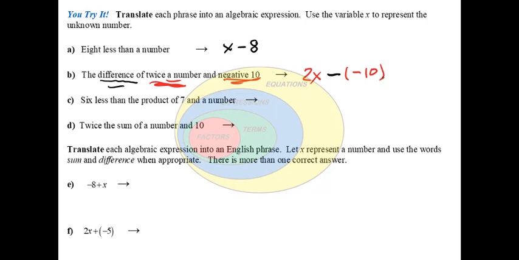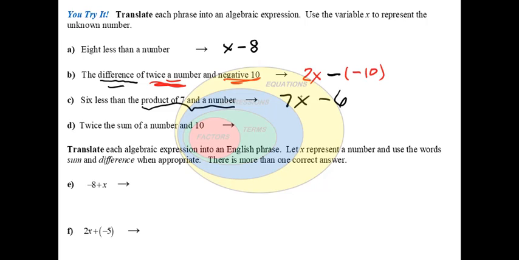All right, the third one, 6 less than the product of 7 and a number. So again, 6 less than means I'm going to be subtracting 6 from the product of 7 and a number, which would be multiplication. This would be 7x. So this would be 7x minus 6.